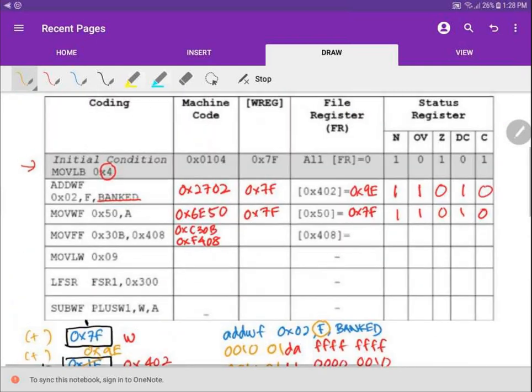So what is the content of working register after you execute this instruction MOVFF? Still 7F because it's not affected at all. You're not even using working register at all in this instruction. So it is 7F. What is the content of 408? A7. Does MOVFF affect the status register? None, right? So you write back the same. Any question up to this point?